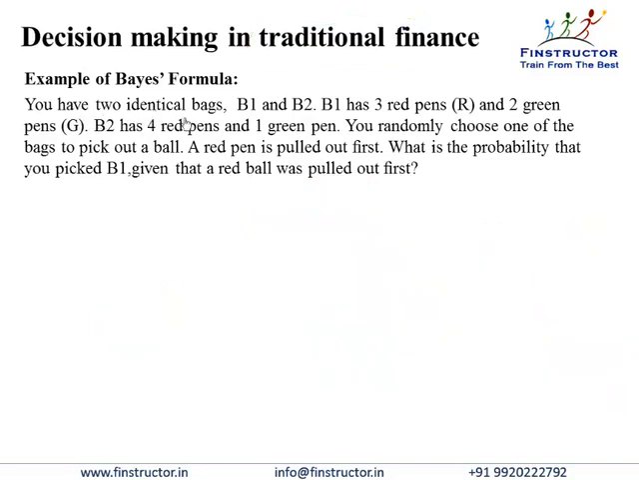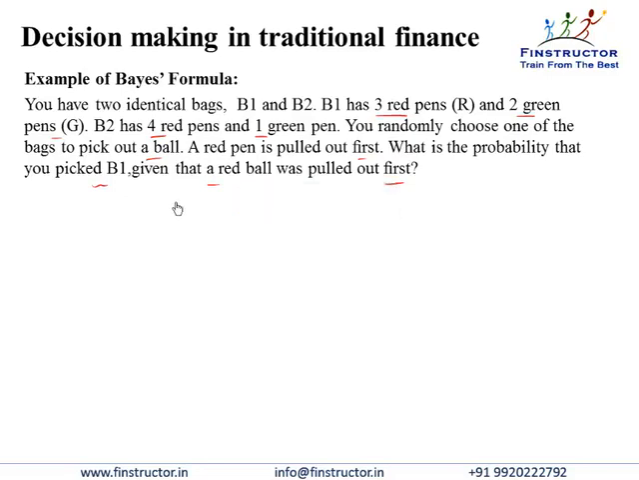So you have two identical bags, B1 and B2. B1 has 3 red pens and 2 green pens. B2 has 4 red pens and 1 green pen. You randomly choose one of the bags to pick out a pen. A red pen is pulled out first. The question asks, what is the probability that you picked B1 given that a red pen was pulled out first?